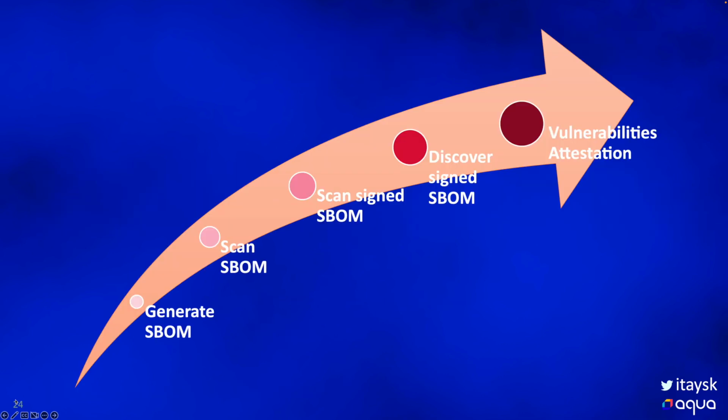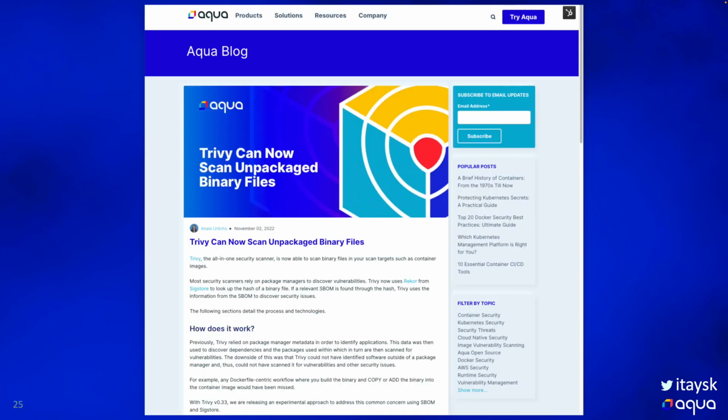And that's about it. So we talked about the journey that Trivy has made recently, from generating an SBOM to scanning the SBOM, and then to working with signed SBOM and automatically discovering the signed SBOM, and finally to supporting vulnerability attestations. Last week at KubeCon, we announced that Trivy can also scan unpackaged binary files, and this is powered by the same principles of SBOM discovery in Sigstore.